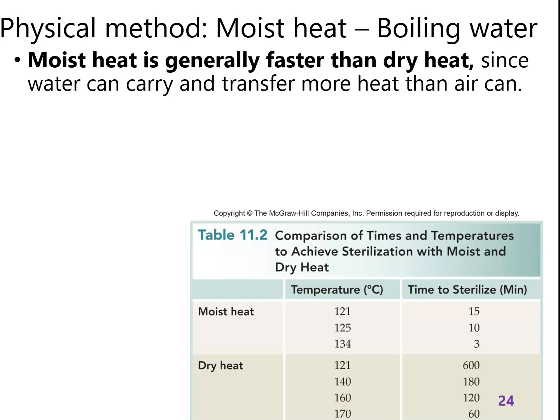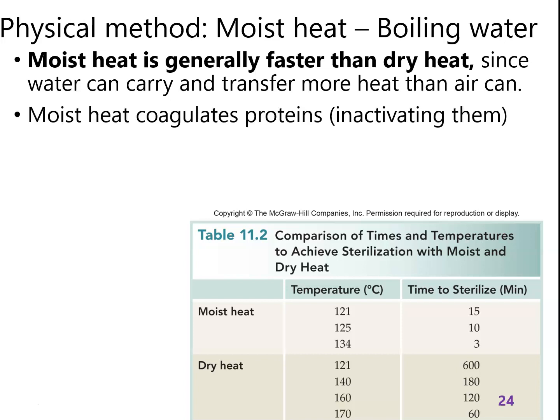So that's why we see a lot of different technologies that use moist heat. They either use hot water under pressure or steam under pressure. And ultimately that means that we can use those technologies to do sterilization or disinfection at lower temperatures than we would need if we were using dry heat. So what moist heat does is coagulate proteins, or basically unfold them and make them stick together so that they don't work anymore. And that is enough to kill any cell.